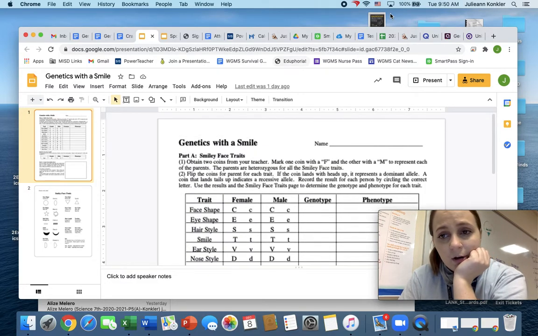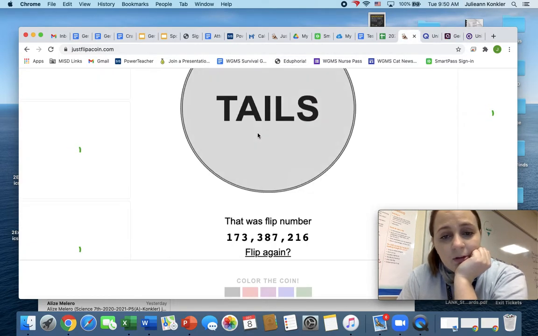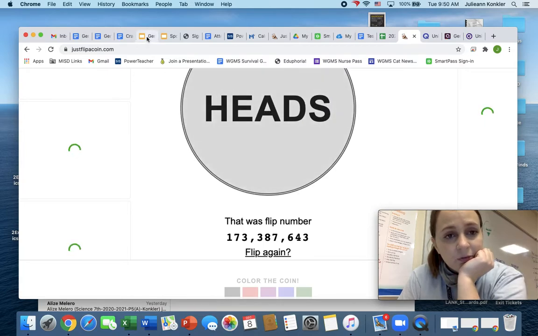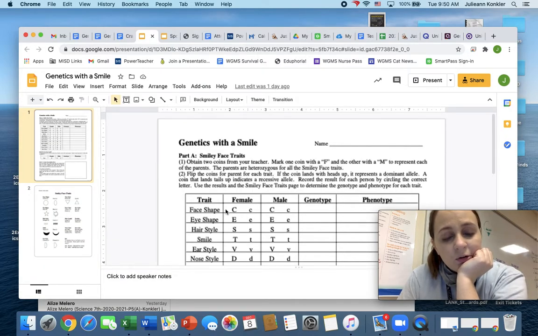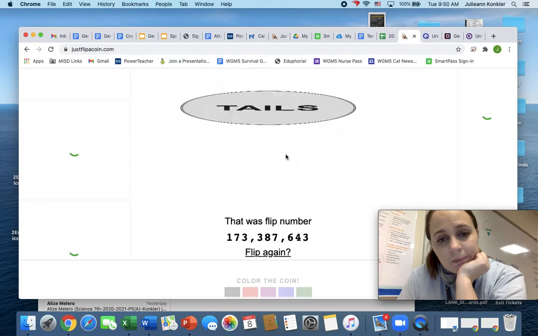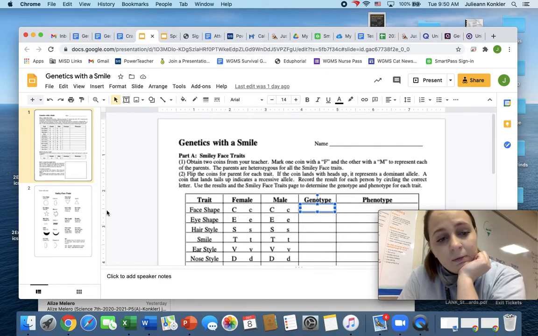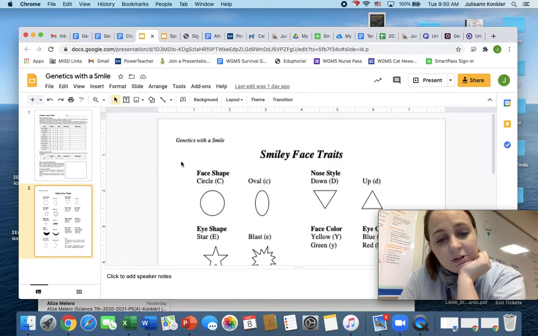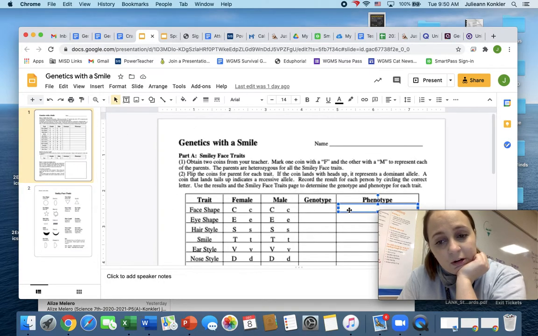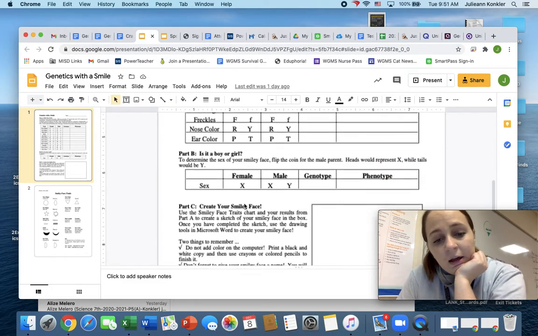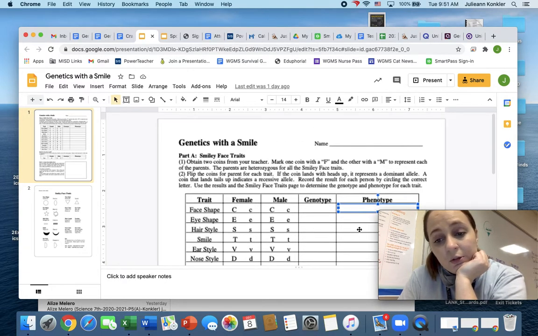But let's go ahead and try it out. So I'm going to flip once. I got heads. So go back to this. So I'm going to circle, highlight, mark the C right here for dominant because I got heads. Now I'm going to do another flip. So I flip it, and I got heads again. All right, so for this one, it's capital C, capital C. That's what I'm going to type in here for my genotype. Now my phenotype, when I look at here, my face shape is going to be circle. So I type circle here. And I go through each one. At the end, then you draw all the phenotypes.